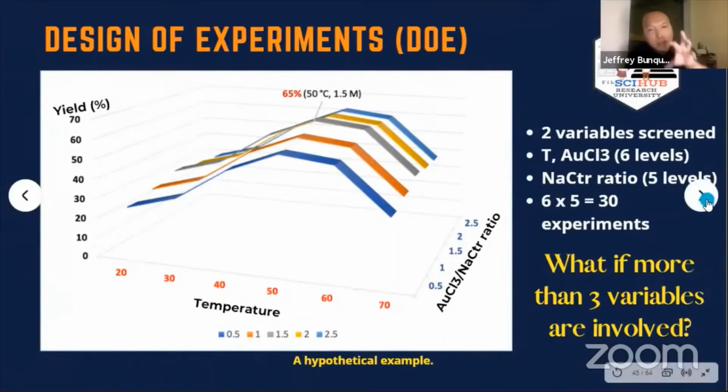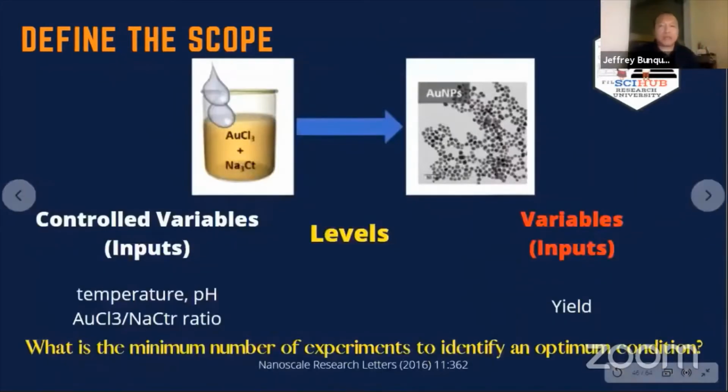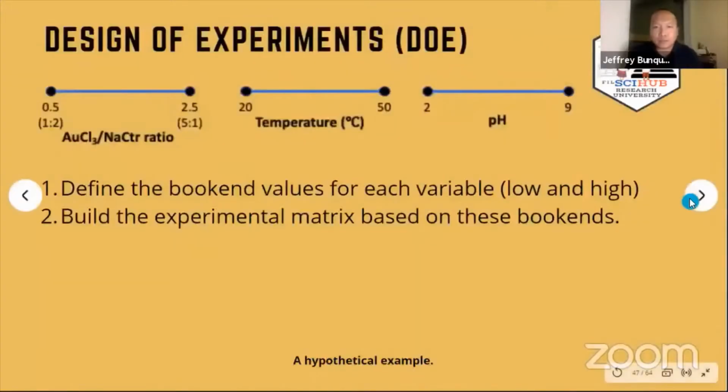So dito na po papasok yung design of experiment. So dito po, again, as a reminder, 3 yung variables, temperature, pH, and ratio ng precursors. Ang ating desired output or result would be the yield. Okay, move forward.